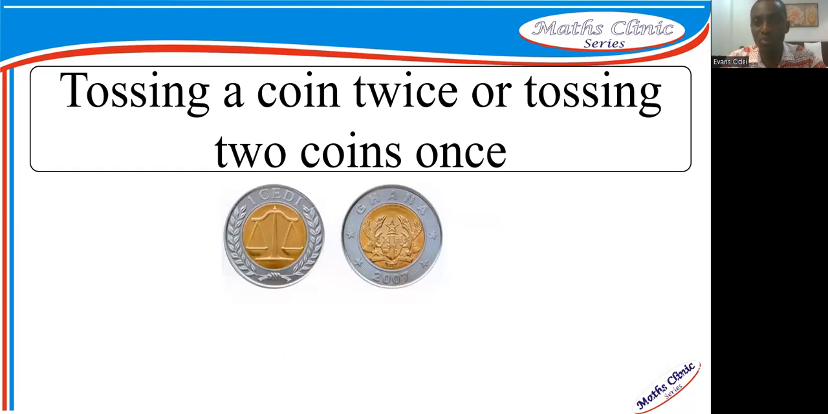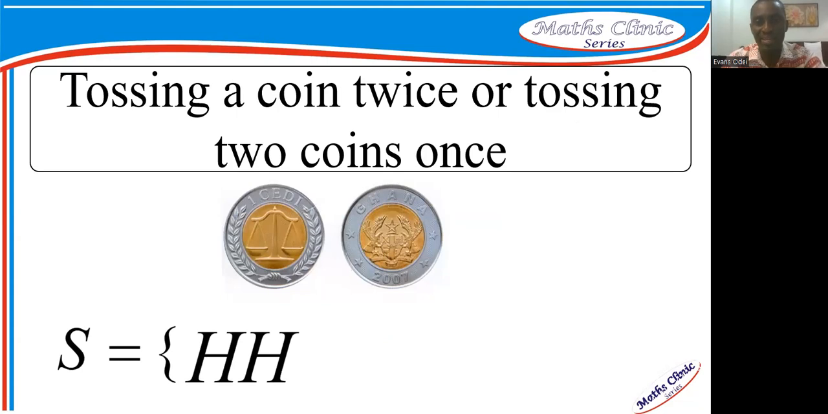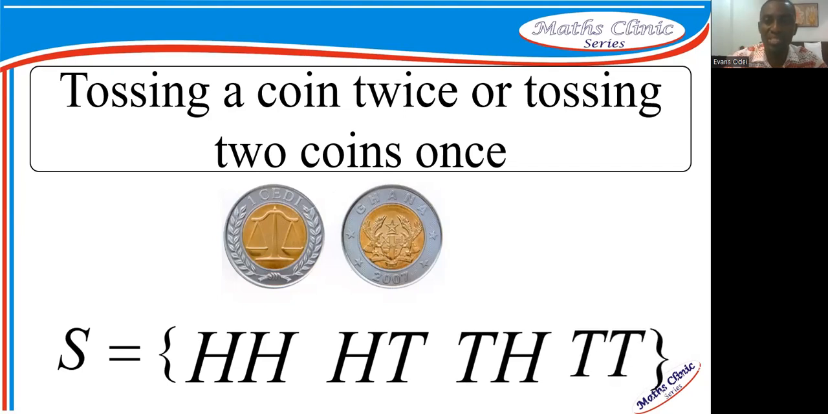Then tossing a coin twice or tossing two coins once. Now they are the same. If I say tossing a coin twice, or tossing two coins once, the possible outcomes will be head-head, or head-tail, or tail-head, or tail-tail. These are the possible outcomes if I do the tossing of coins once. Right. So that is that.